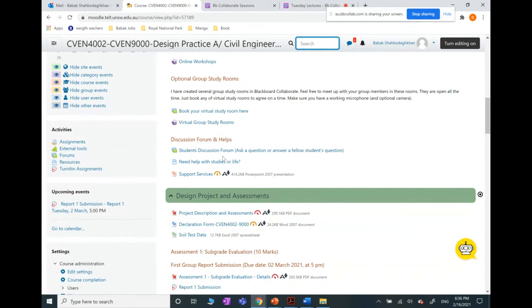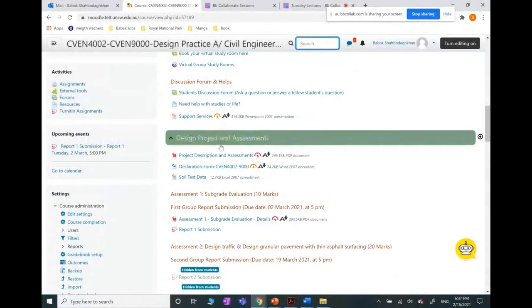In addition to that, we have one student discussion forum where you can ask your questions to other students. This is mainly for yourself. You can ask your questions, and other students, if they know the answers, can help you. Of course, you cannot ask the questions that are part of the assessment of the course. But you can ask, for example, which references they are using, or if they can suggest any advice about the references and so on. And if you need any help with the studies or life, there are some links that I provided for you here from UNSW and also for the support services.